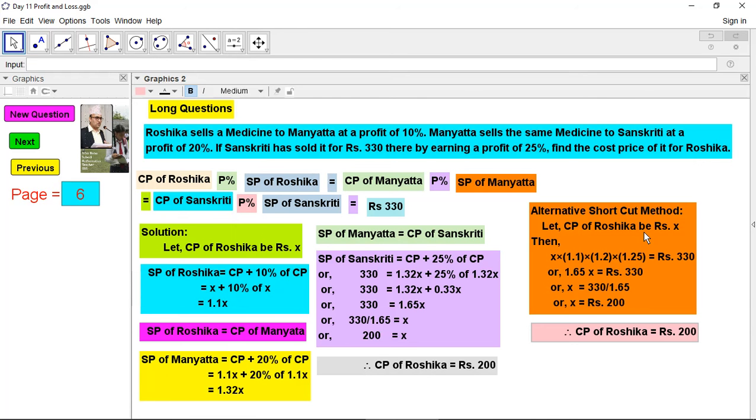For example, dear students, if your cost price is 200 and you want to get 10% profit, 200 plus 10% of 200, can you calculate 200 plus 10% of 200? Sanskriti, 200 plus 10% of 200, which is 20, will be 220. Instead of that, can you multiply 200 into 1.1?